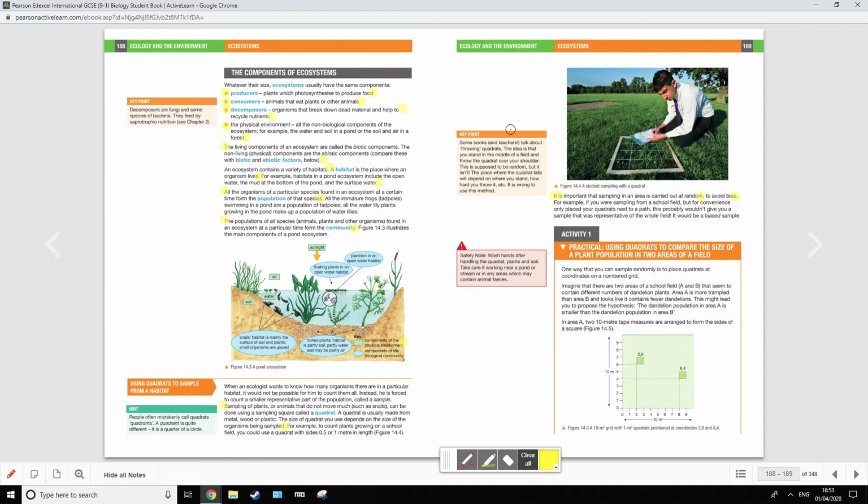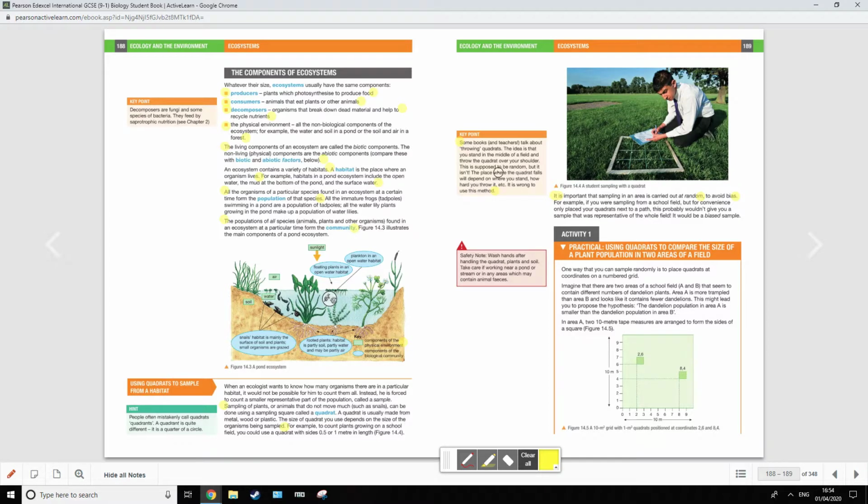So let's read the campaign. Some books and teachers talk about throwing quadrats. The idea is that you stand in the middle of a field and throw the quadrat over your shoulder. This is supposed to be random, but it isn't. The place where the quadrat falls will depend on where you stand, how hard you throw it, etc. It is wrong to use this method.